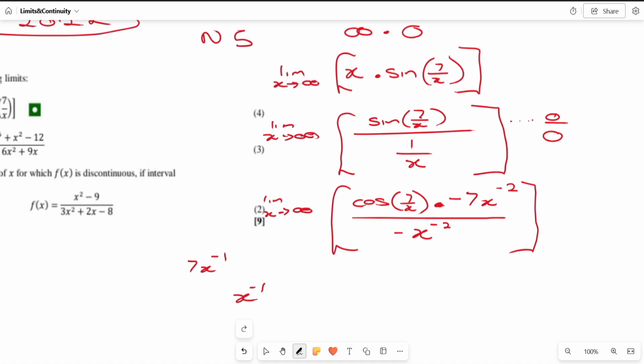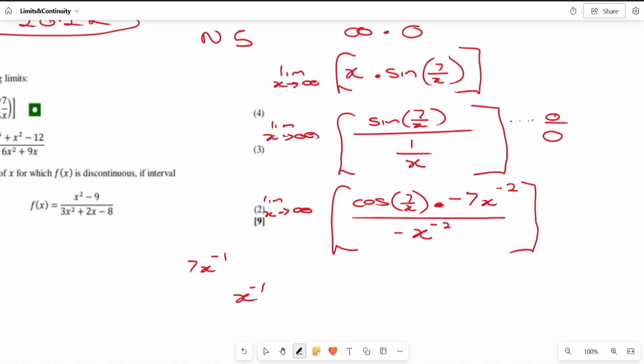You have minus 7 times x, but then it's to the minus 2, right? That's where the thing is. And then you have minus x squared, minus x to the minus 2. And remember, you are multiplying. Don't be deceived by this negative sign. This negative sign is attached to the 7 and x to the minus 2. So the numerator, you're multiplying everything. The denominator is just there.